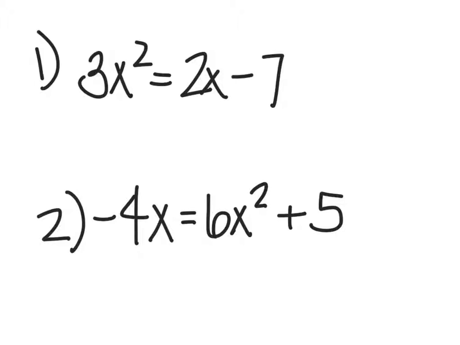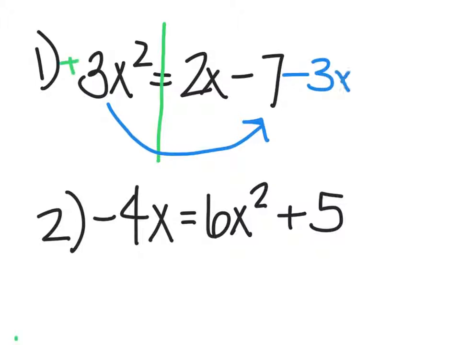The first one says 3x squared equals 2x minus 7. So I'm going to draw my line through my equal sign. I need to move either the 3x squared to the right or the 2x minus 7 to the left. Well, if I move the 2x and the minus 7, that's moving two things versus moving just the 3x squared, which is moving 1. So that's what I'm going to do. I'm going to pick up the 3x squared and move it to the right. It was positive on the left side, so on the right side, it's going to be negative 3x squared.